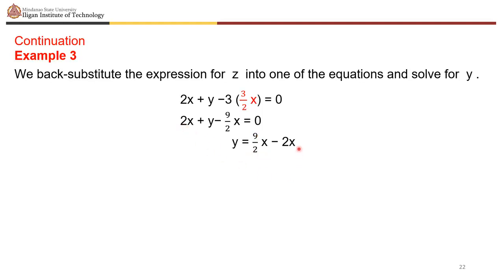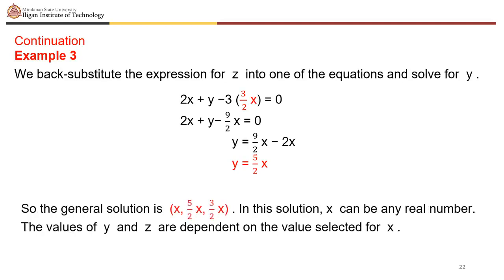Therefore, from there, we can now have y equals 9 over 2 x, then we transpose 2x to the other side. So we have 9 over 2 x minus 2x. We're solving for this quantity. That will give us the value y equals 5 over 2 x. So the general solution is x, 5 over 2 x, 3 over 2 x. In this solution, x can be any real number, and the values y and z are dependent on the value selected for x.